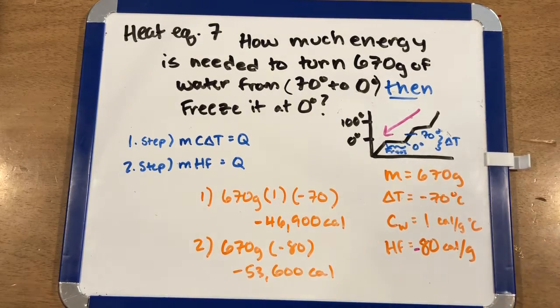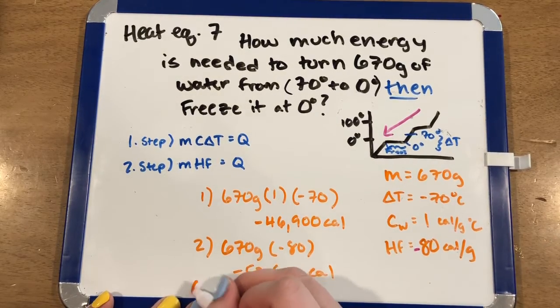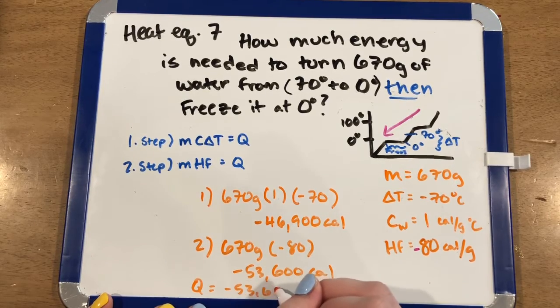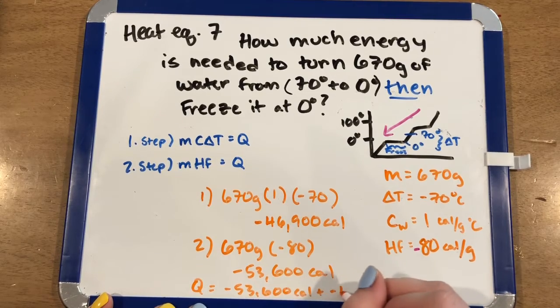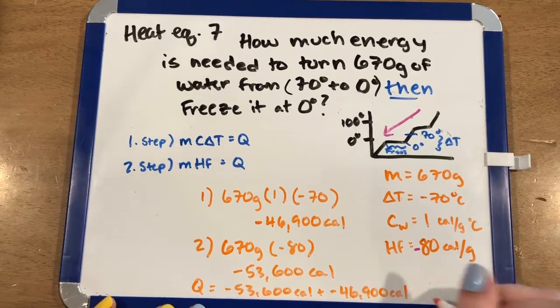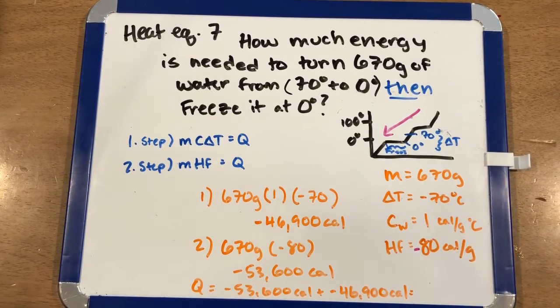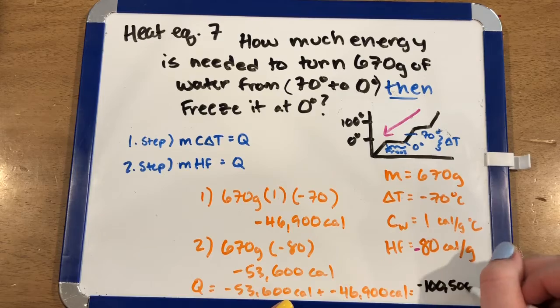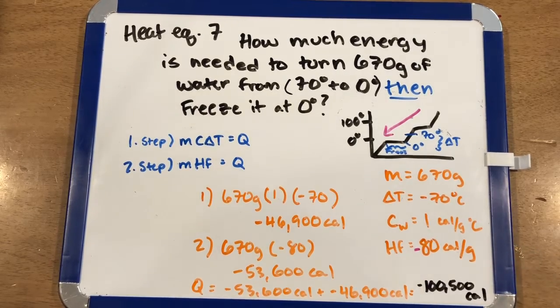So our total heat energy is going to be negative 53,600 plus negative 46,900, which gives us negative 100,500 calories.